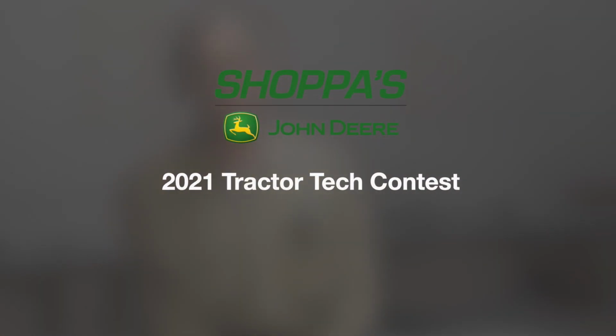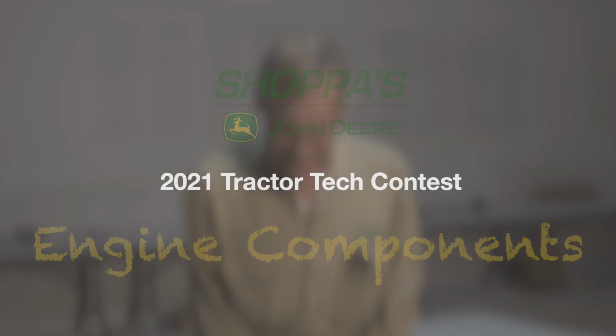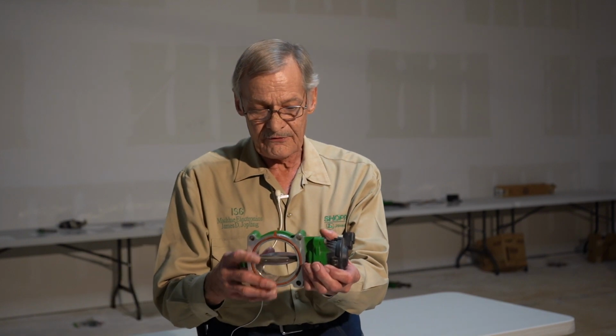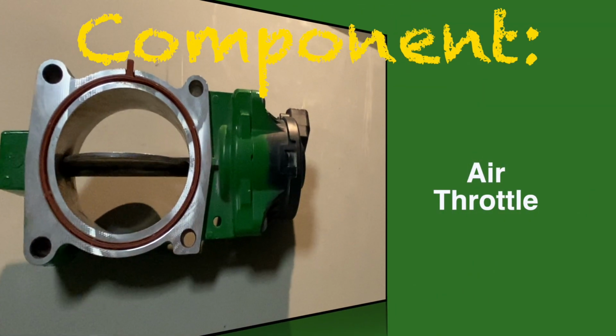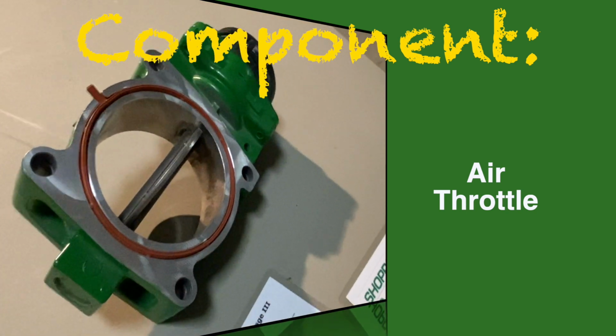Okay, this is James Jopling again with Shoppa's John Deere, and we're going to review the engine components for our 2021 Tech Challenge contest. So first of all, we've got what's called an air throttle, and it's just like the throttle on an automobile, except just a bit larger.